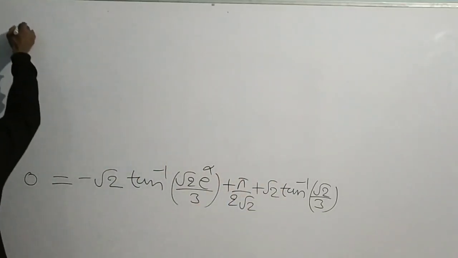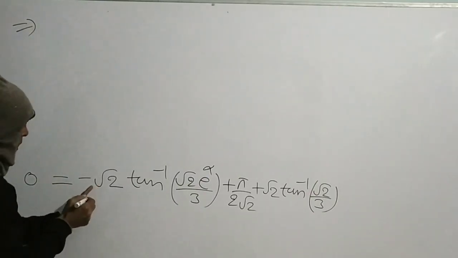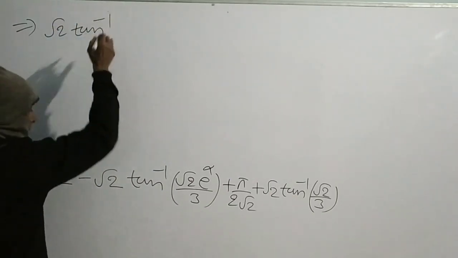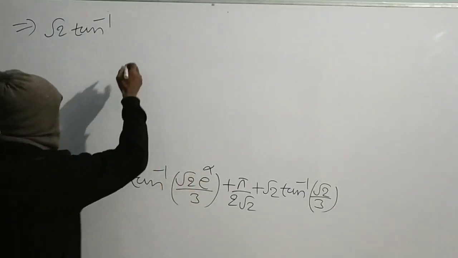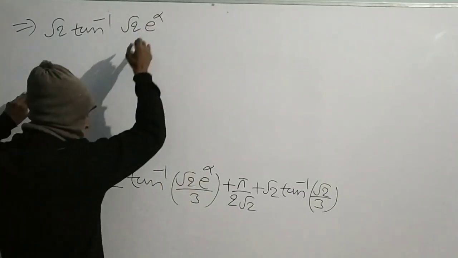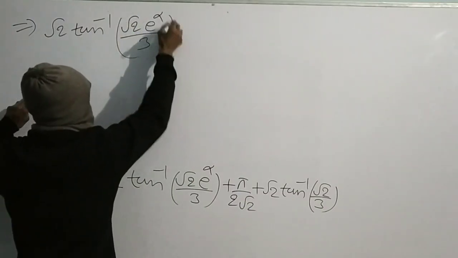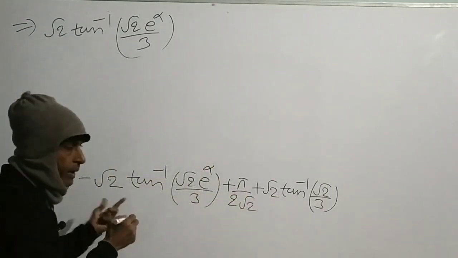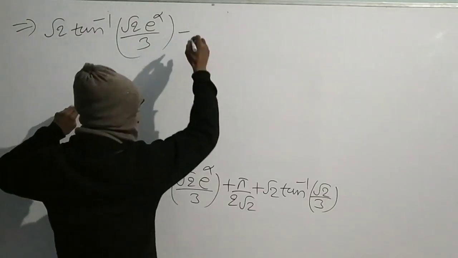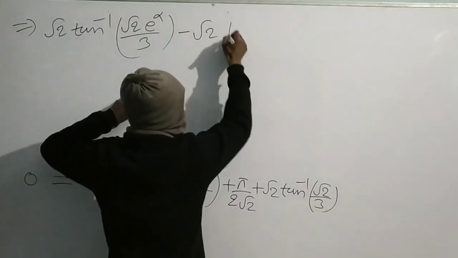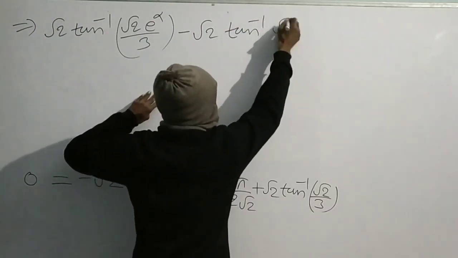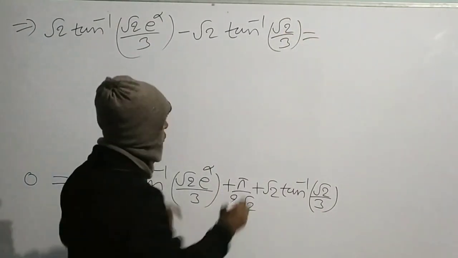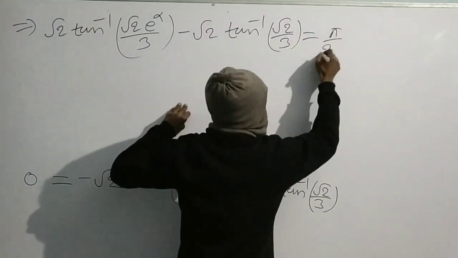We get, this implies root 2 tan inverse root 2 e to the power alpha by 3, minus, when we bring this term to the left hand side, the sign will be changed, minus root 2 tan inverse root 2 by 3 is equal to pi by 2 root 2.